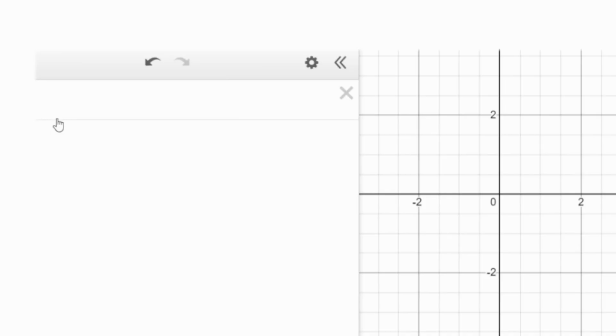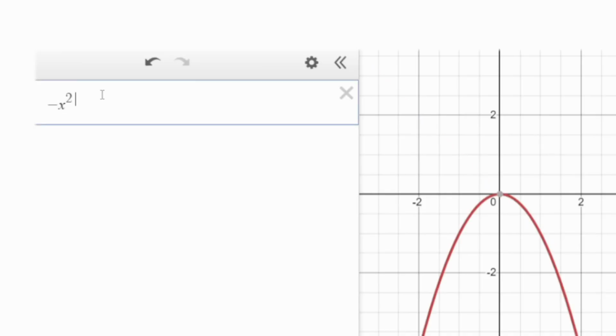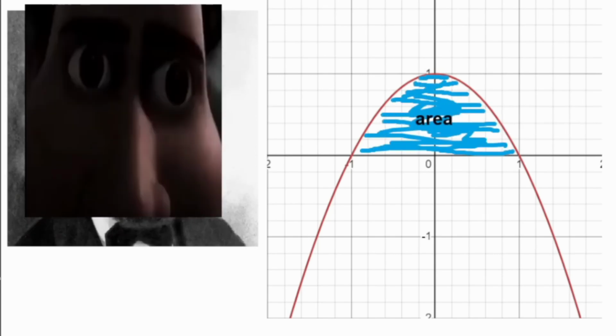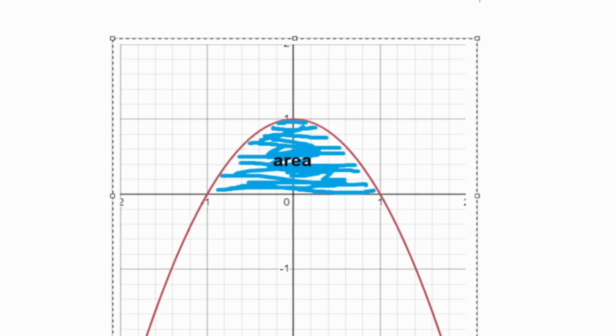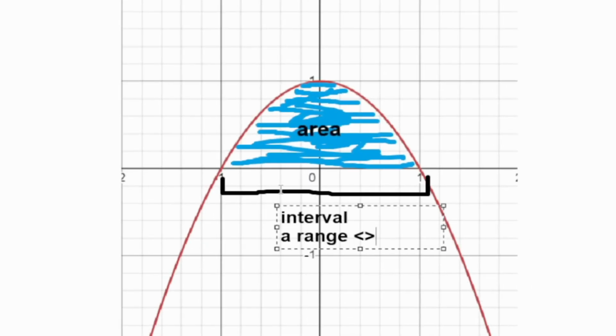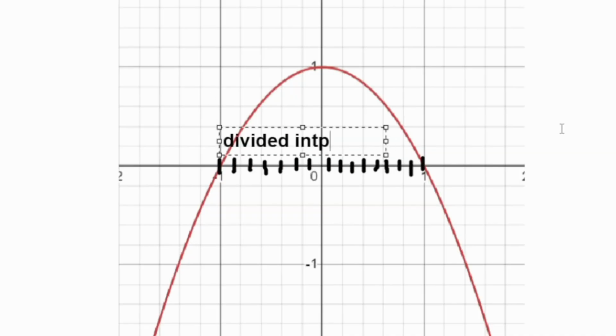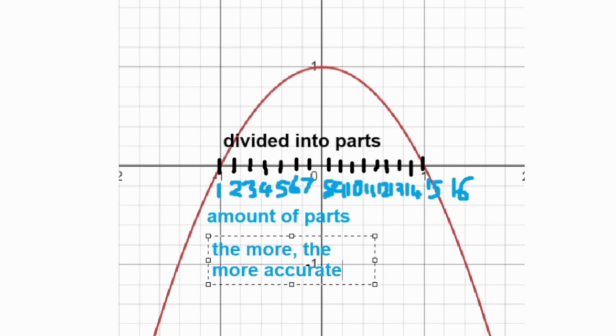So imagine you have the curve formed by negative x squared plus 1, and you're Riemann, and you're looking for a way to find the area under this curve between 2 x values. This range is called the interval. It is a closed interval, so it includes the 2 numbers themselves. And we begin by dividing this segment of the x-axis into parts. The more parts that you divide it into, the more accurate the area will be.